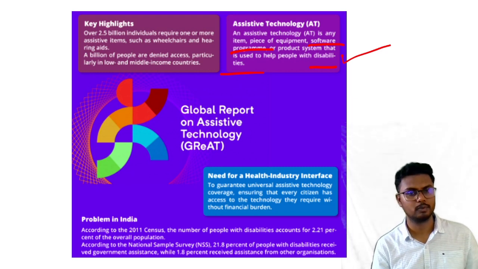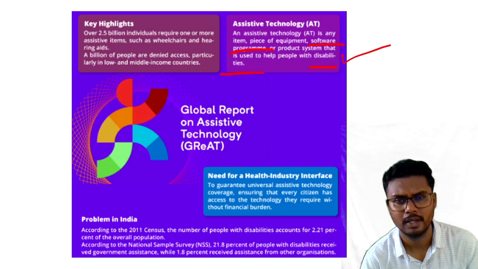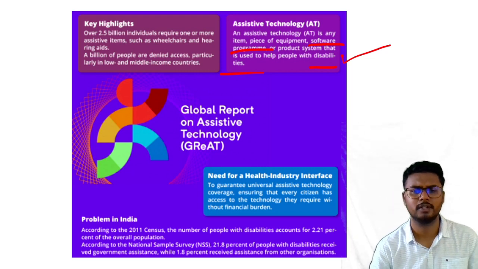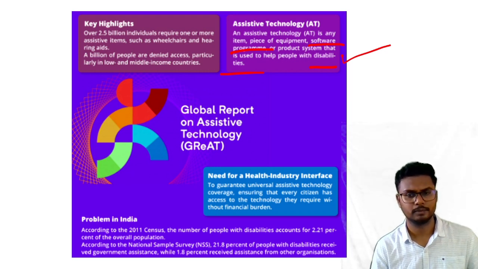Based on the recent report, over 2.5 billion individuals worldwide require one or more assistive items such as wheelchairs or hearing aids. Wheelchairs, hearing aids, crutches, all of them fall under this category, assistive technologies. As the name itself suggests, these are there to assist the individuals, right? The report also says that 1 billion people are actually denied access, particularly in low and middle income countries, right?